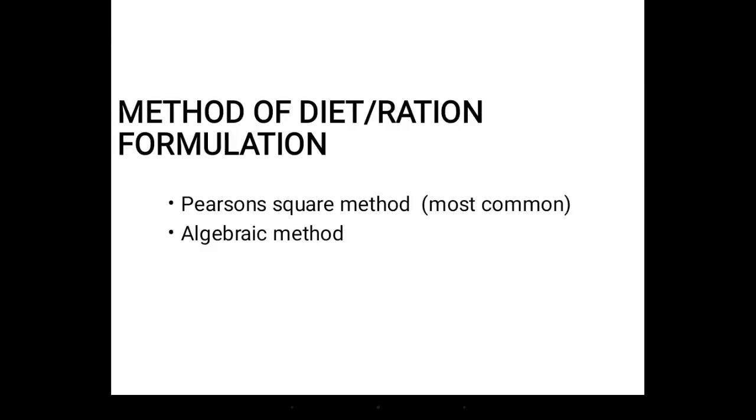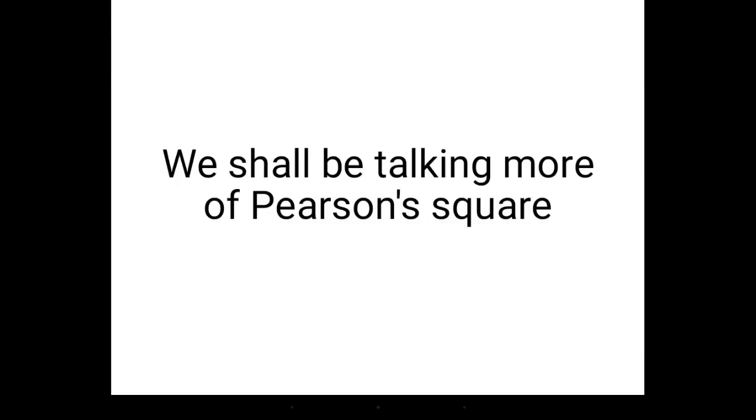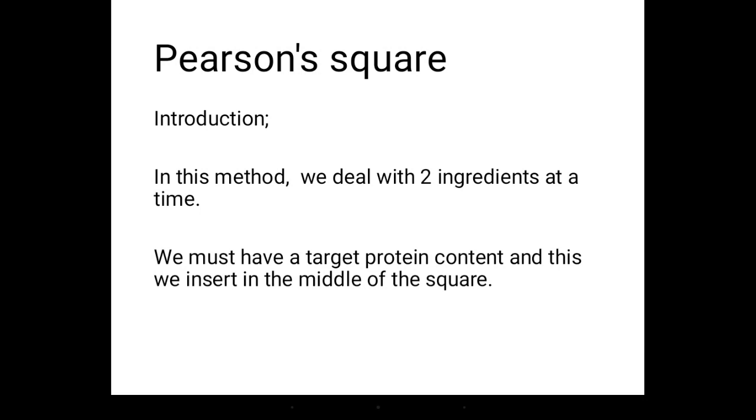We have methods of ration formulation. We have the Pearson square, which is the most common. We have the algebraic method. We shall be talking more on the Pearson square. In this method, we deal basically with two ingredients at a time.